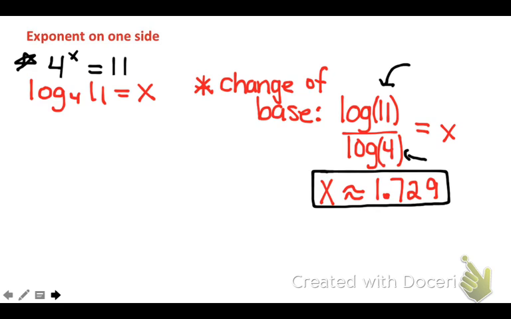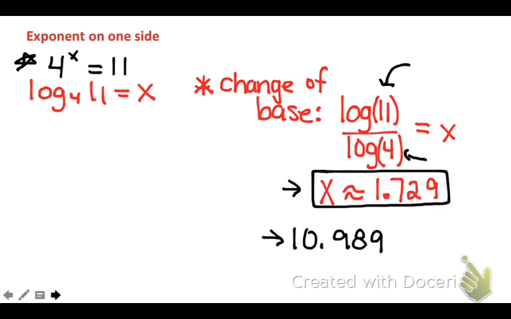We can check this by putting this value back into the original equation. So if we raise 4 to the power of 1.729, it equals approximately 10.989. So not quite 11, but remember we rounded here, so this answer is going to be off just a little bit.